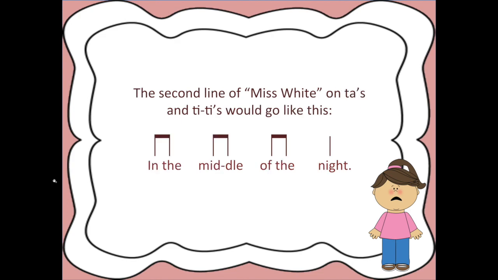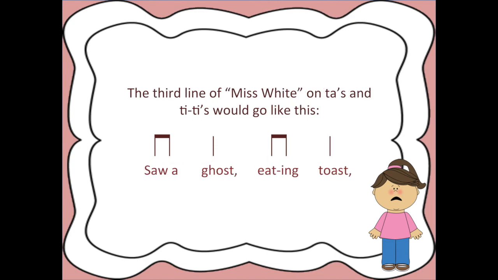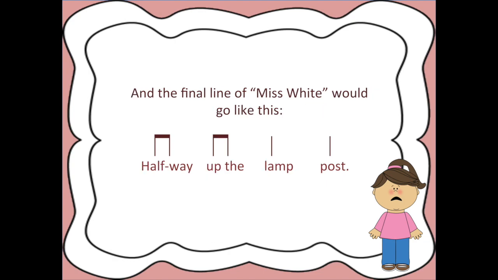Good. The second line of Miss White on tas and TTs would go like this. TT, TT, TT, ta. 1, 2, here you go. Good. The third line would go like this. TT, ta, TT, ta. 1, 2, here you go. The final line of Miss White would go like this. TT, TT, ta, ta. 1, 2, here you go.